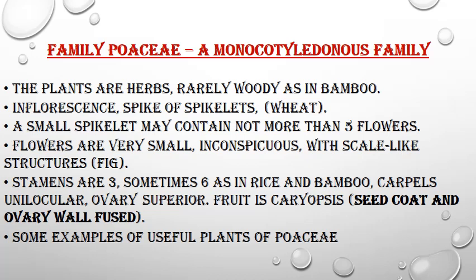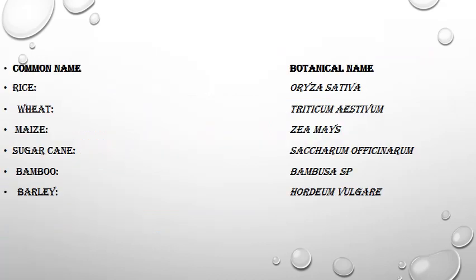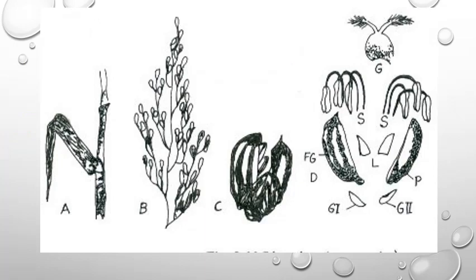Some examples of useful plants of Poaceae: rice or Oryza sativa, wheat Triticum aestivum, maize Zea mays, sugarcane Saccharum officinarum, bamboo Bambusa species, barley Hordeum vulgare. This is the structure of this family.